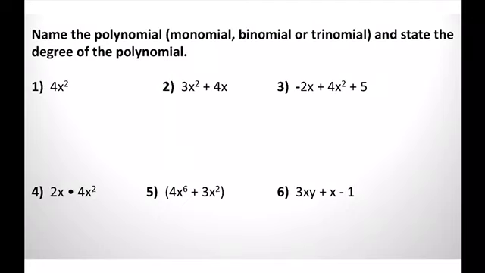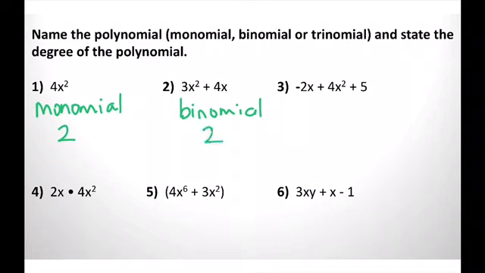Okay, number 1, this is a monomial, and it is degree 2. Number 2, this is a binomial. It's degree 2 also because this has a degree of 2, this has a degree 1. Since 2 is bigger than 1, it's a degree 2. Okay, the next one is a trinomial.